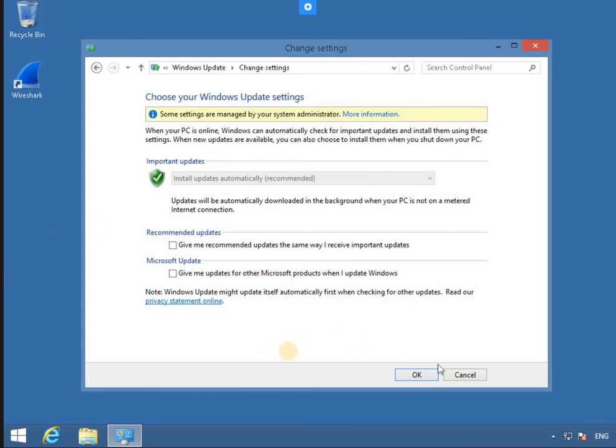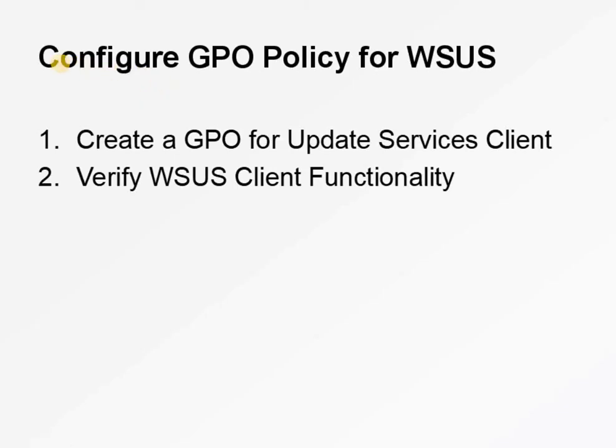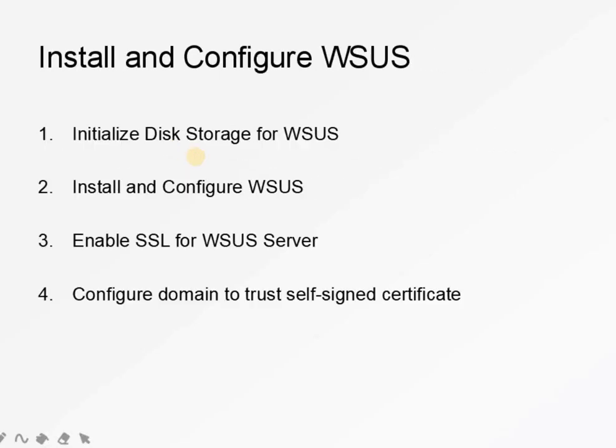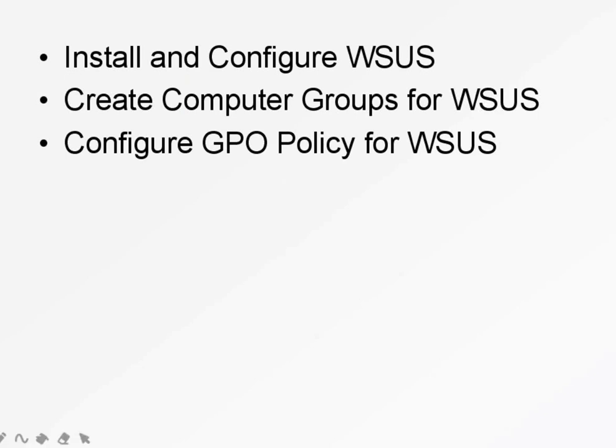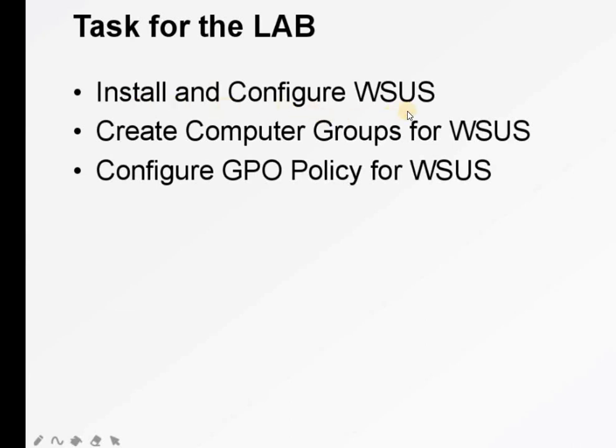Okay, so that's it, guys. We have now successfully done all three tasks. The last task was configure GPO policy for WSUS, so we have completed task 3, and task 1 as well. These are the tasks for the lab: install and configure WSUS, create computer groups for WSUS, configure GPO policy for WSUS. So that's it, guys, for this lab.